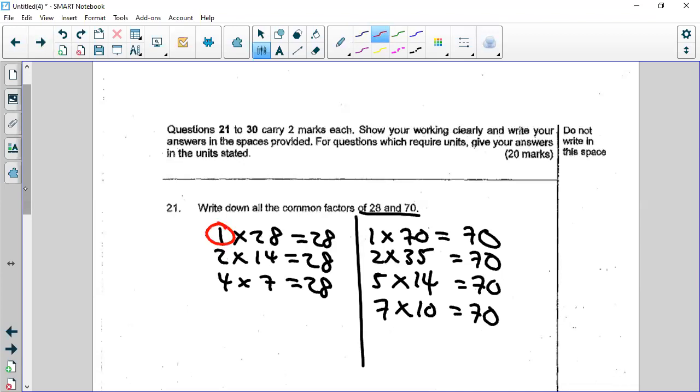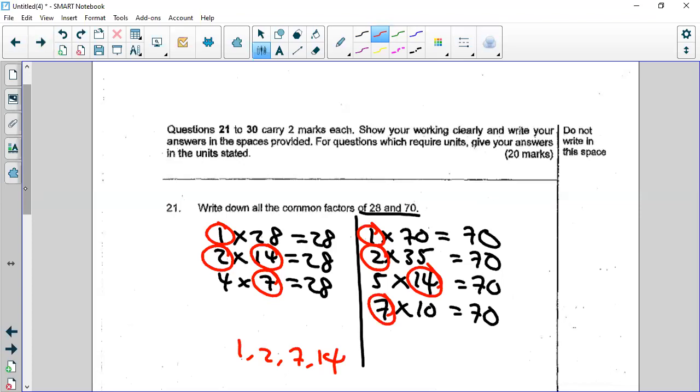And so the 1 is always a common factor. Then 2, and then 4 don't have, 7 have, and then there's a 14 also. And so these are your common factors: 1, 2, 7, and 14. So those of you who get it wrong because you didn't do like that, you should know what to do already, the next time.